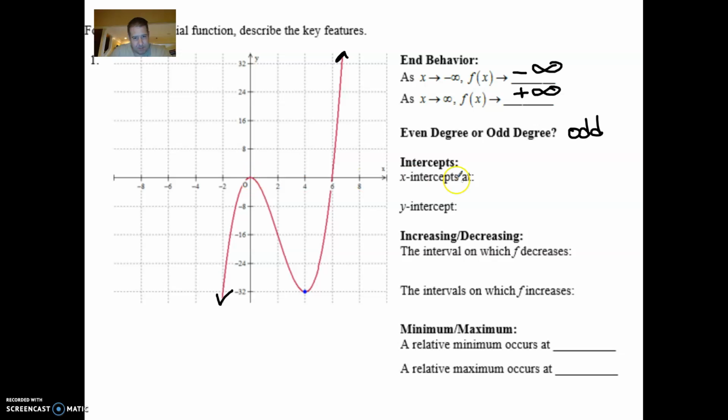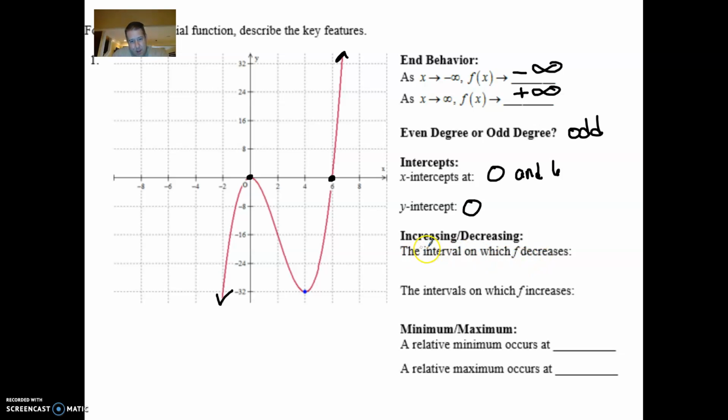X-intercepts. The x-intercept is at 0. That's the only, I'm sorry, 0 and 6. It hits the x-axis twice right here and here, and it only hits the y-axis once at 0. Because if it hit the y-axis twice, it wouldn't be a function anymore because it wouldn't pass the vertical line test.